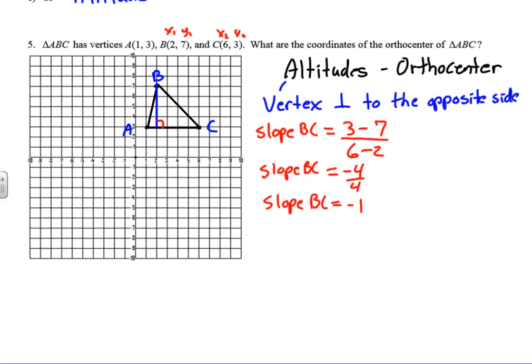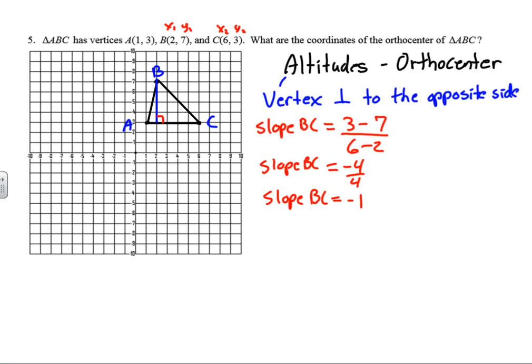Now, an altitude is drawn perpendicular, so a perpendicular slope is going to be positive 1. These two are negative reciprocals. Well, when you flip 1, you get 1, so all we're doing is changing the sign. Now I'm going to use rise over run. It's got to come out of point A, so I'm going to go up 1 over 1, up 1 over 1, up 1 over 1.